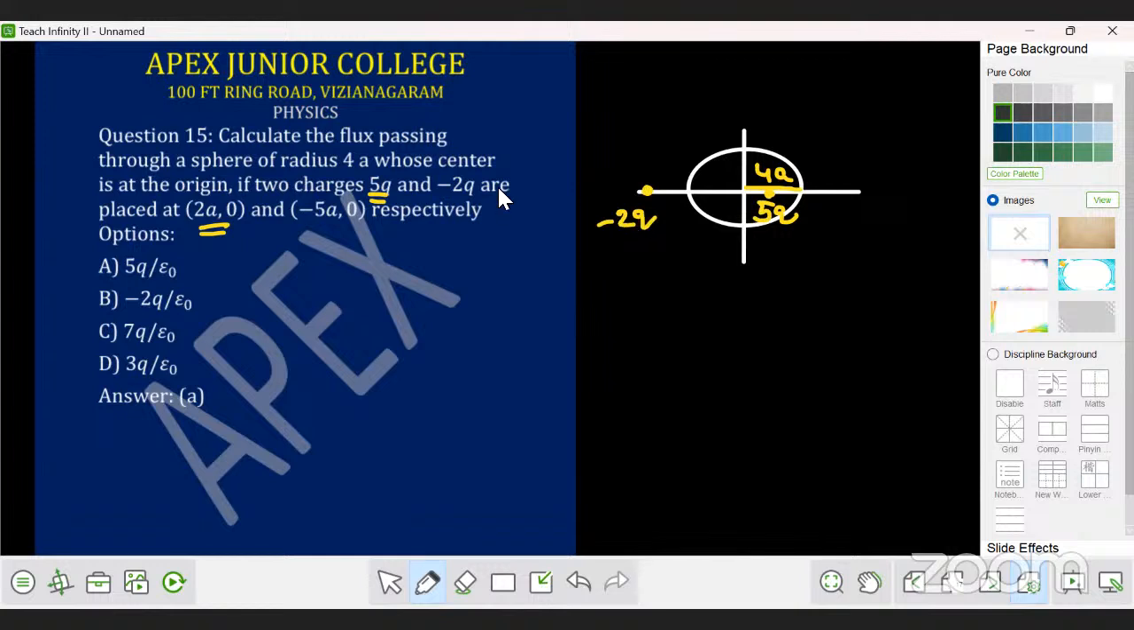You have to calculate flux only, na? Flux is nothing but, according to Gauss law, what is the flux formula? Charge enclosed by epsilon naught. Only the charge enclosed you have to consider. What is the charge enclosed? 5q, because minus 2q is outside the sphere. So the answer will be 5q by epsilon naught. A very simple question based on a direct formula from Gauss law. According to Gauss law, flux is nothing but charge enclosed by epsilon naught.